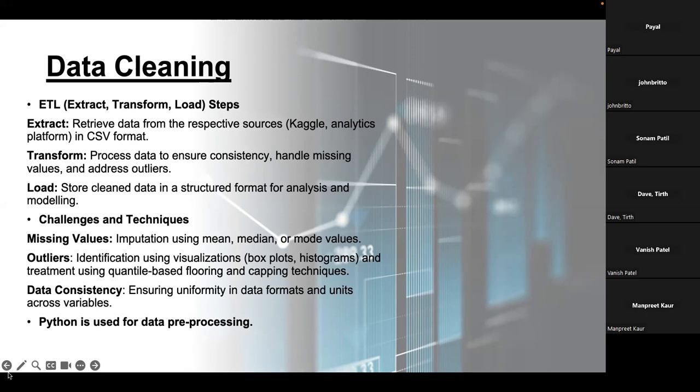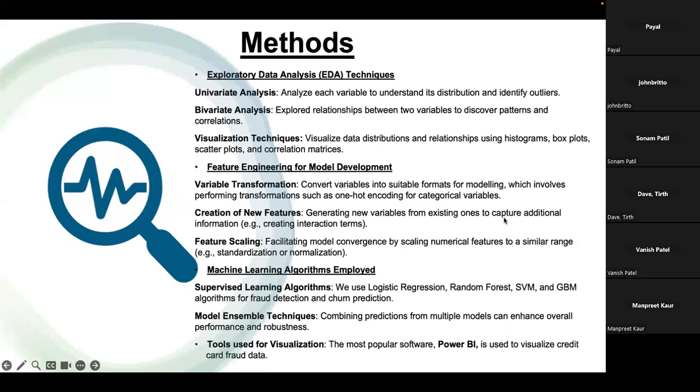The challenges in the techniques over here are missing values, outliers, and data consistency. Python is used for data pre-processing as well. Moving ahead, our next slide is about the methods.